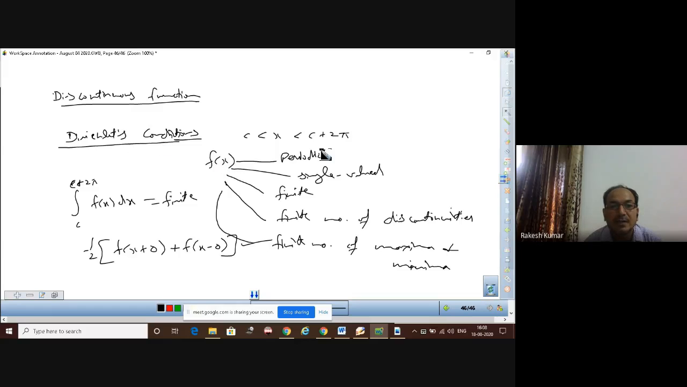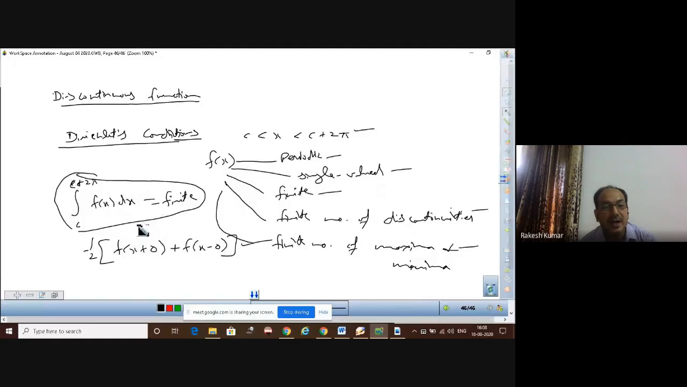So what are the Dirichlet conditions in this interval? F of x should be periodic, single valued, with a finite number of discontinuities, a finite number of maxima and minima, and this integral should have a finite value. Then the Fourier series converges at every point of continuity, and at a point of discontinuity, the sum of the series is always equal to the mean of the right limit and left limit. So this is the Dirichlet condition.